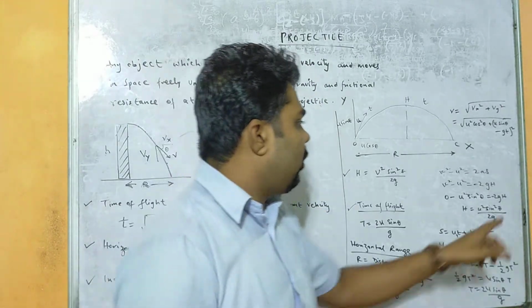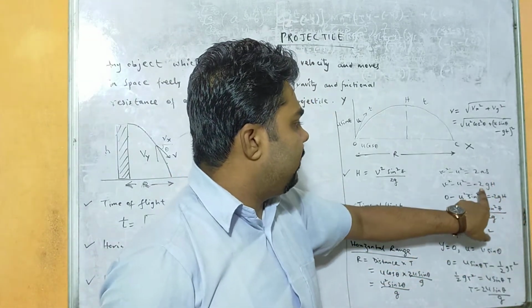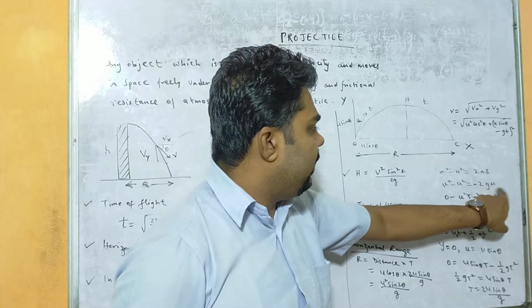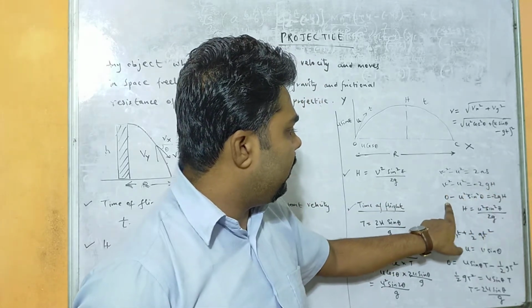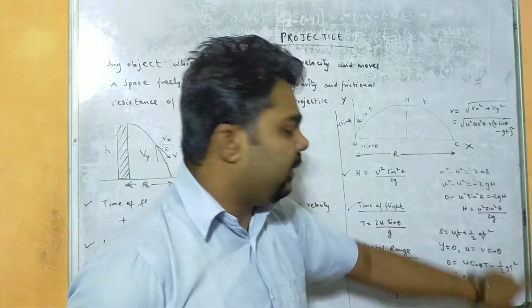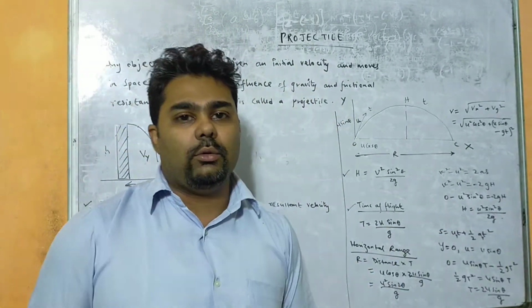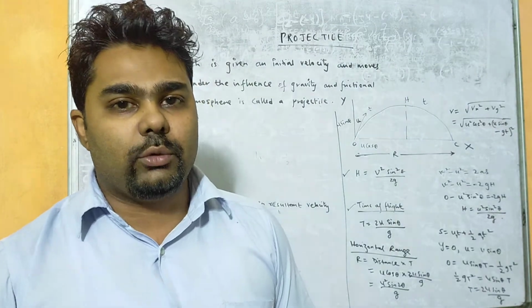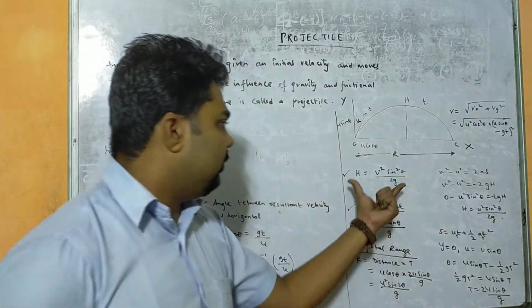So as I have thrown that object in upward direction, a became minus g. So what we will get here? Minus 2gh, right? So v is 0 here. Now minus and minus will get cancelled, and if we cross multiply, 2g will be coming in the denominator. That means we will get h equals u square sin square theta by 2g, right? So this is the formula.